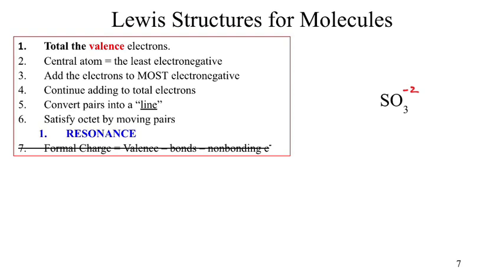So how do we do it? Total valence electrons. How many valence electrons does sulfur have? 6. How many electrons does oxygen have? 6. There's 3 of them, so multiply by 3. What's 6 times 3? 18. Dang, fast math.